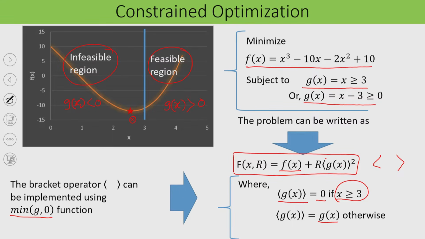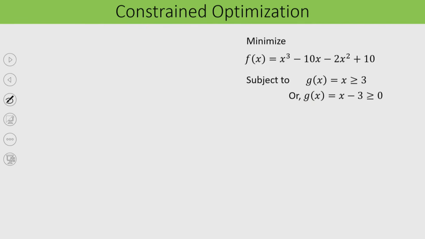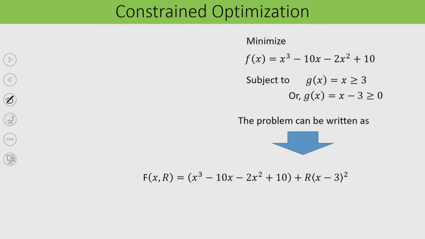So, what does it mean? With this transformation, we are penalizing the solution in the infeasible region, because I do not want my optimal solution to be in the infeasible region. Just to avoid the infeasible region, I am putting a penalty on those solutions. So, this bracket operator is giving the penalty.